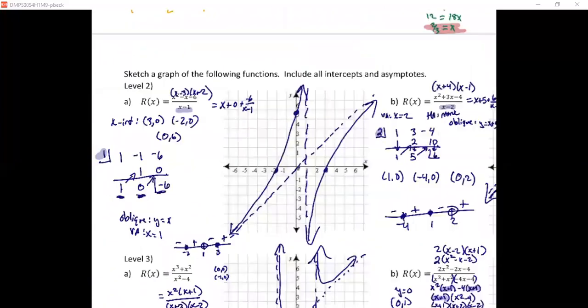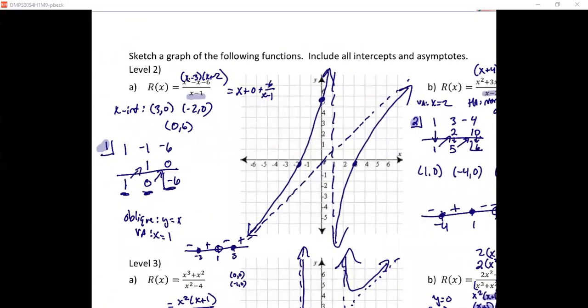Moving on to the next one. With the next one, once again, I factored. By factoring it, it allows me to see my two x-intercepts really well, (3, 0) and (-2, 0). If I plug in 0, and this is where I'm plugging it back into the original form, I can see what my y-intercept is. My y-intercept is (0, 6). By putting it in the factored form, I get my denominator equaling 0. So the fact that my denominator equals 0 gives me that vertical asymptote.